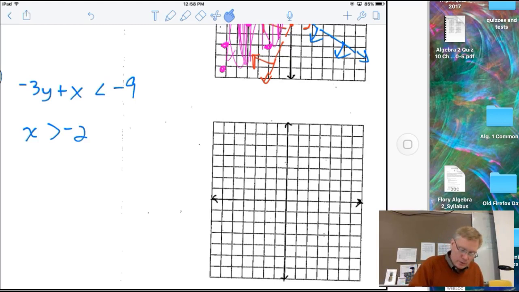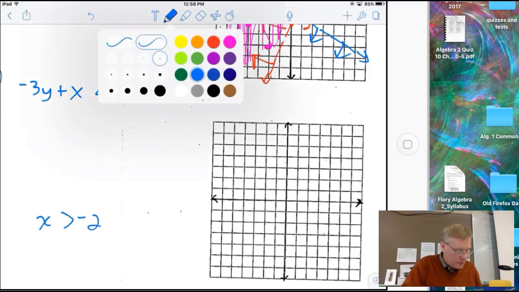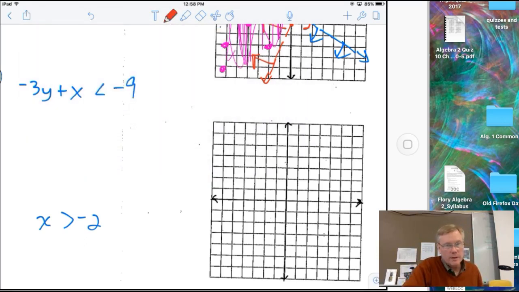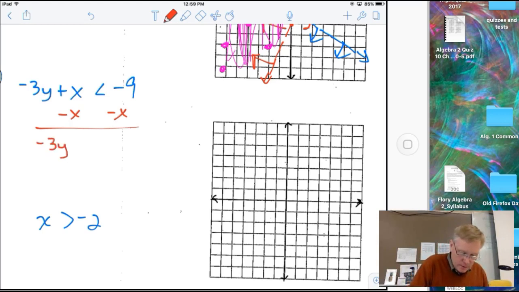Now, the first one, there's a couple ways you could do this. I think what I would tend to do is manipulate it so I get y alone. These are much easier if it's y equals mx plus b or y is less than mx plus b, which means I'd like to get the y alone. So if I subtract x from both sides, I get negative 3y is less than, I'm going to put the negative x first. You can do that as long as I keep the signs correct. So I got negative 3y is less than negative x minus 9.